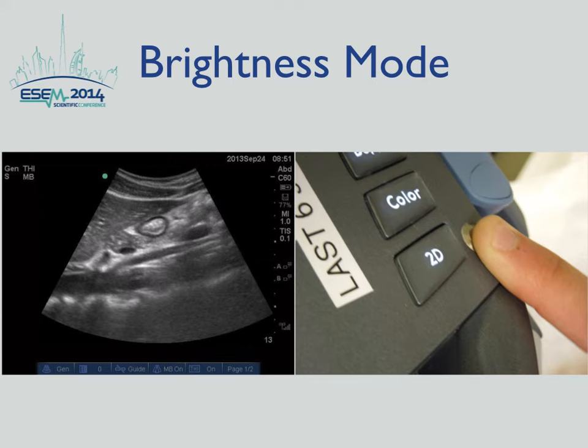The brightness mode is what we use for diagnostic imaging. B mode scanning converts the amplitude of the ultrasound wave into an image by using a grayscale converter. Most scanners now display images with up to 256 shades of gray, allowing the visualization of subtle differences within tissues and structures.